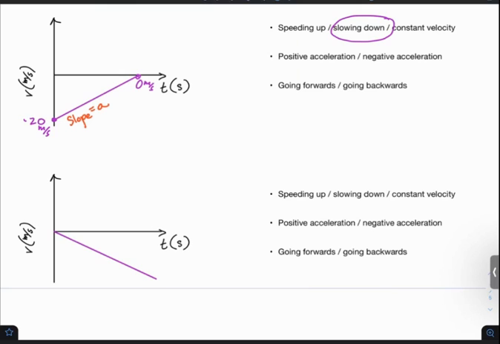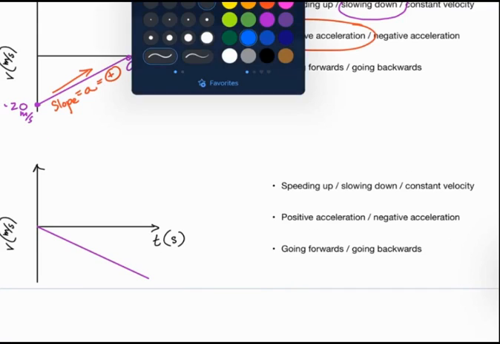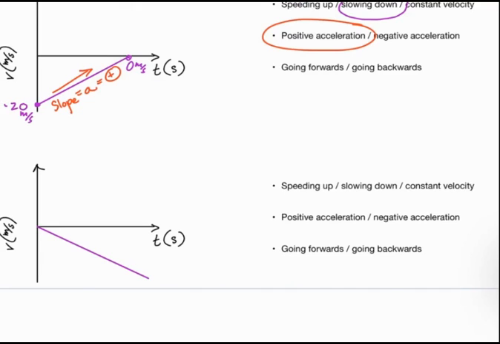So this slope right here is a positive slope. That means that this is a positive acceleration because it has a positive slope. And lastly, is it going forwards or going backwards? Well, your velocity is actually negative the whole time. And so that means that I'm going backwards. And so I know it's negative because all the numbers over here would be negative velocities. Therefore, I'm going backwards.